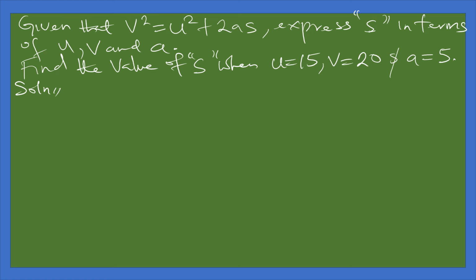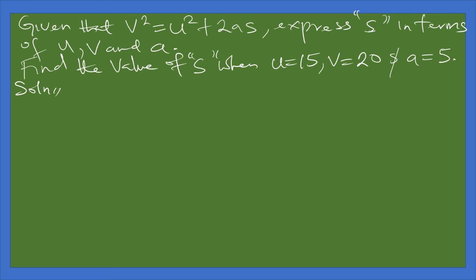If you look at this critically, they did not tell you to make S the subject of the formula. What they said is express S in terms of U, V, and A. What they are trying to tell us is to make S the subject of the formula. They went further to say find the value of S when U is equal to 15, V is equal to 20, and A is equal to 5. What this means is that you must first make S the subject of the formula before you can fill in these figures and then get the final value of S.